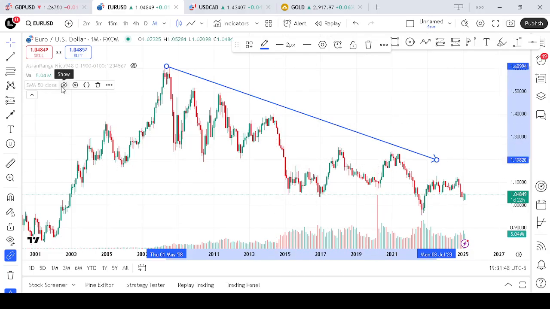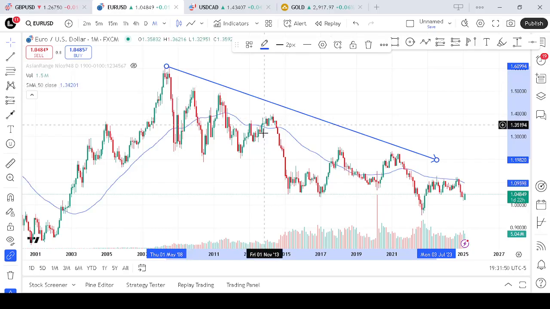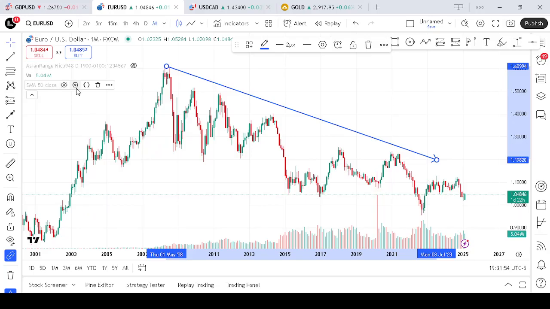If we use our simple moving average, you still see that it's moving towards the downside. Conversely, if you are making lower highs and lower lows, this suggests price is in a downtrend.